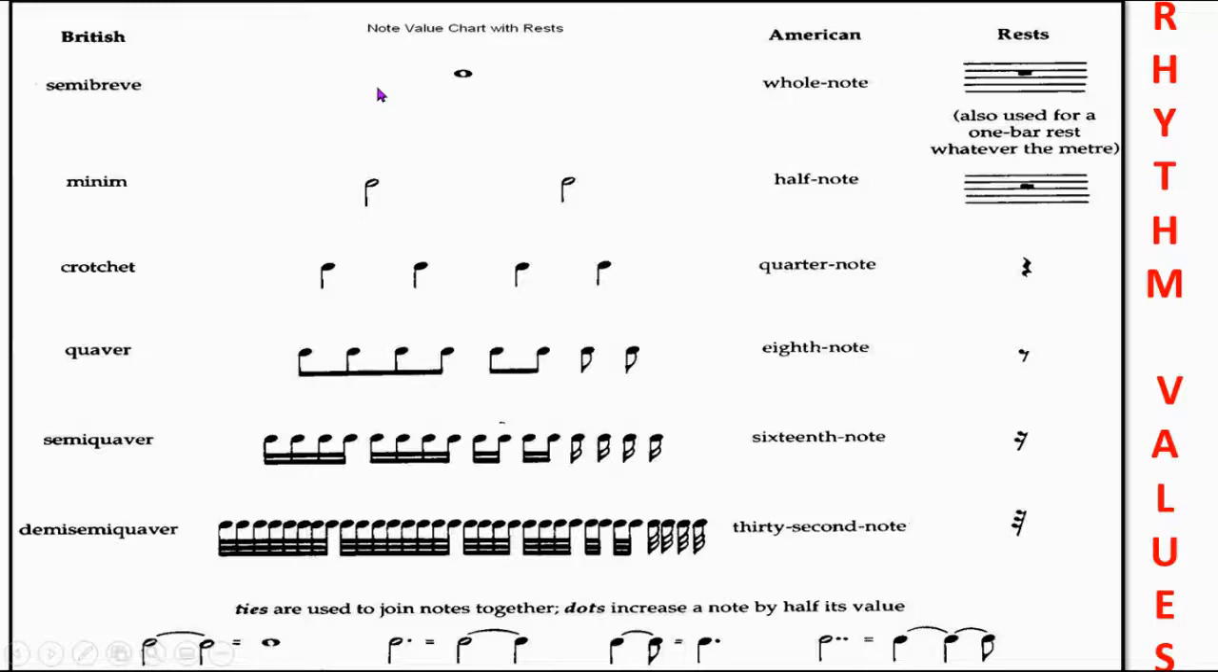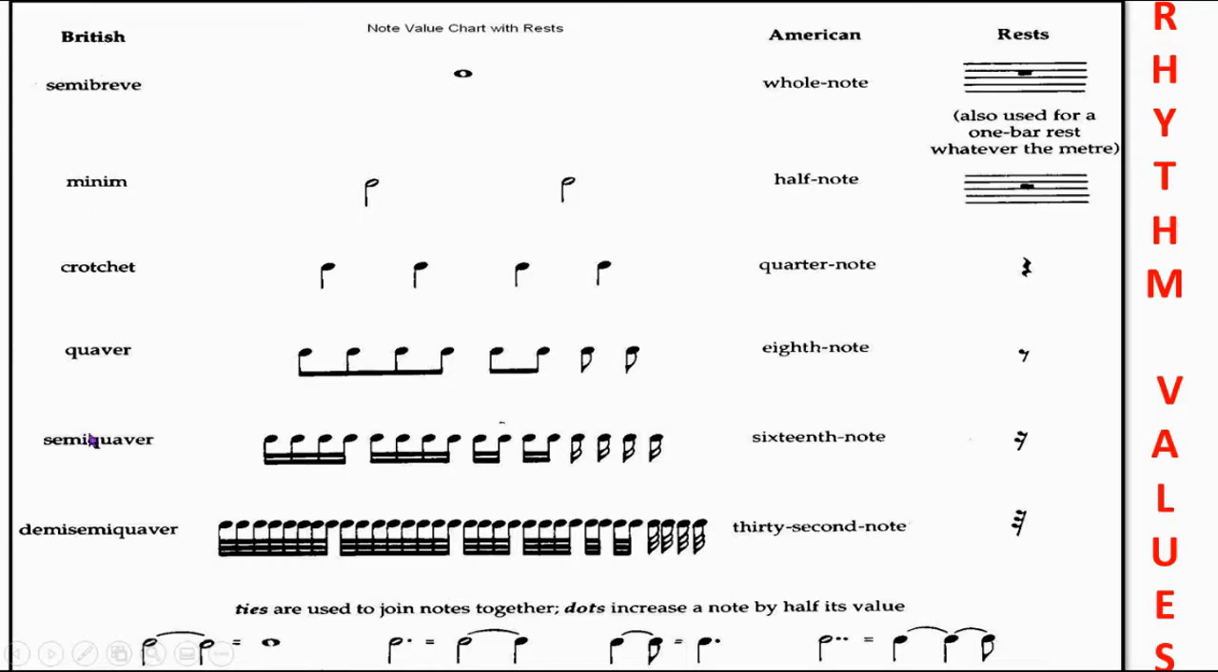Dear students, this is a PowerPoint presentation for theory basics. It's a slideshow with explanations in MUSC1018, English for Musicology. The first slide you see is about the rhythm values.